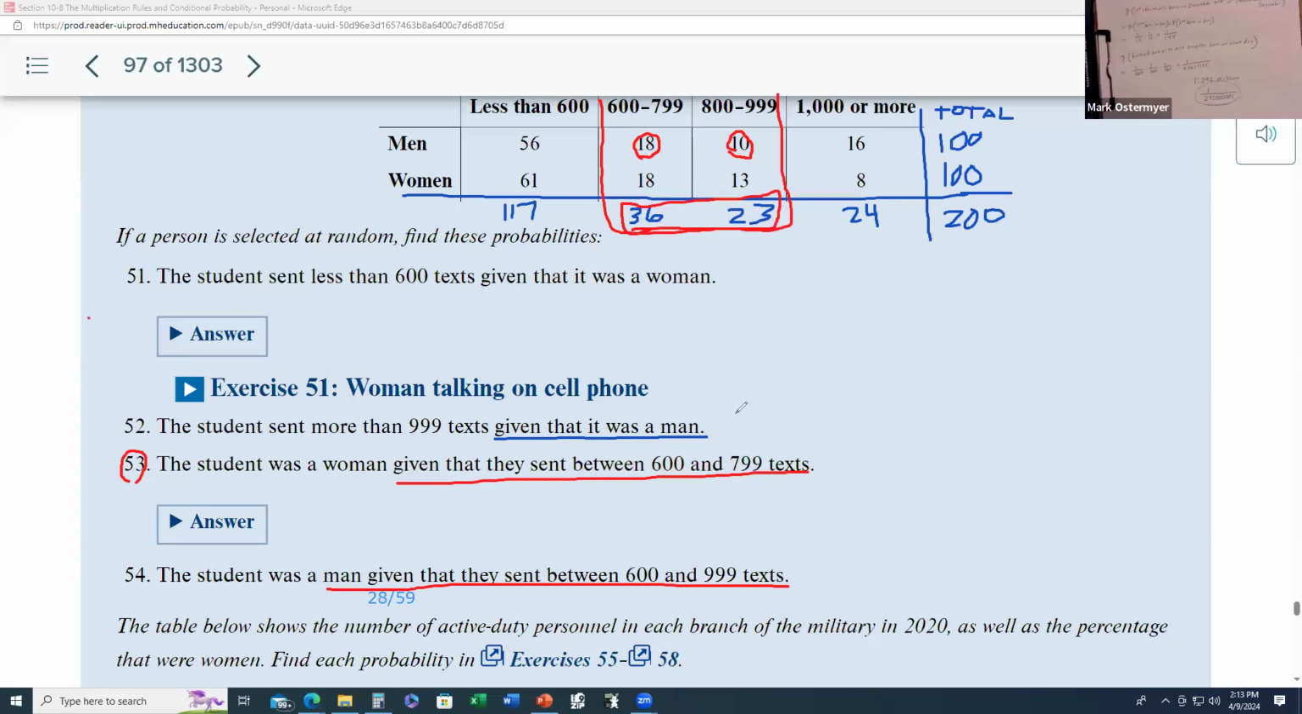So what did you get? 28 over 59. Nice job. That's correct. All right. Hey, that's awesome. You got that. Good. All right, let's go back and look at one like number 40.